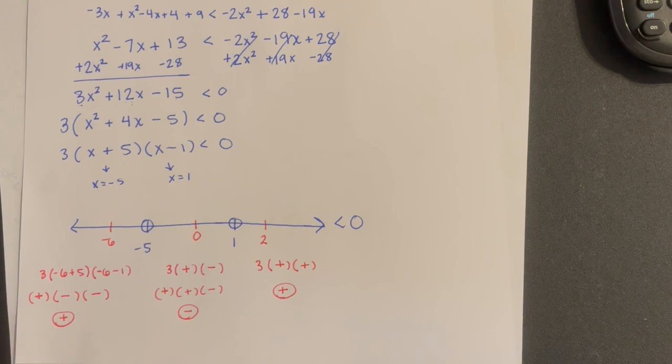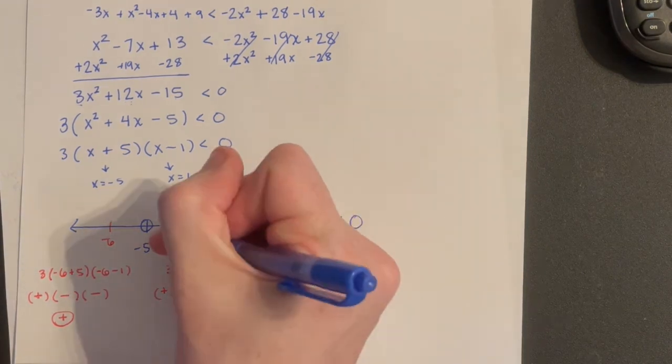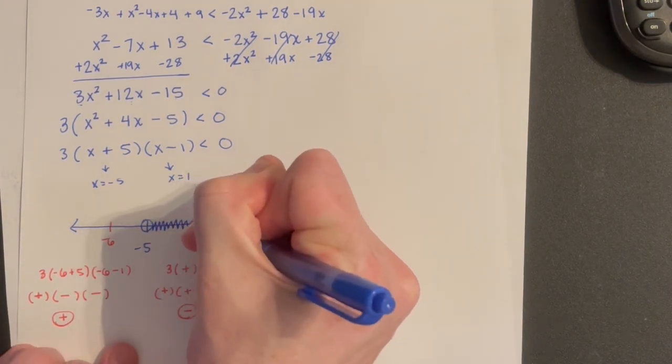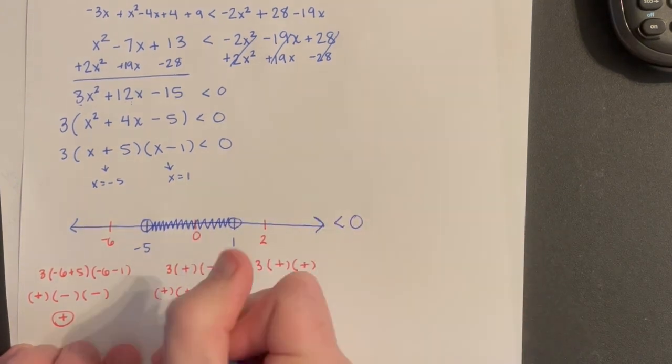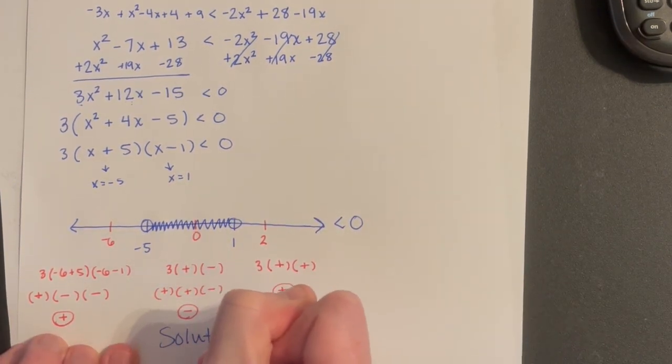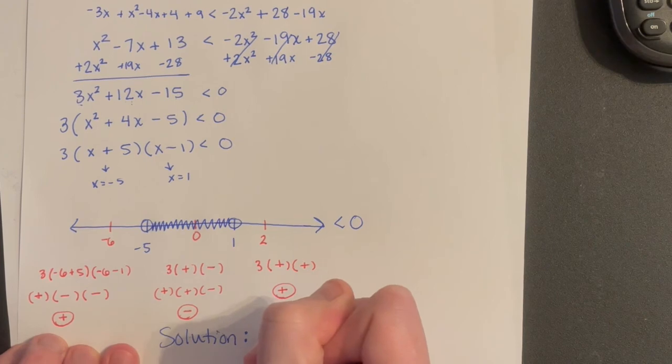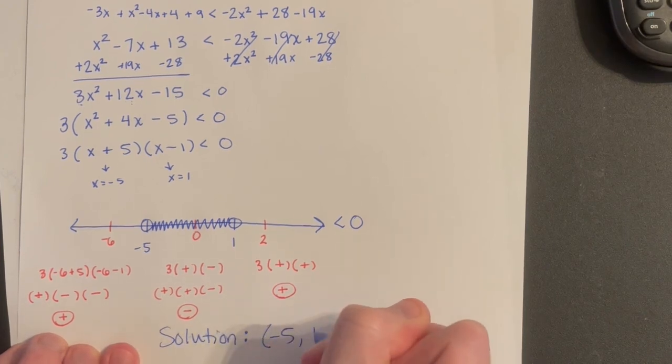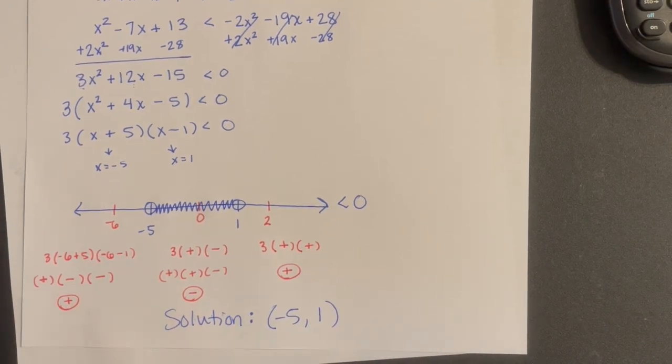So all the values that are less than 0 are in the middle. So our solution should say -5 to 1. All right, so go ahead and try the rest of these that are in the lab manual.